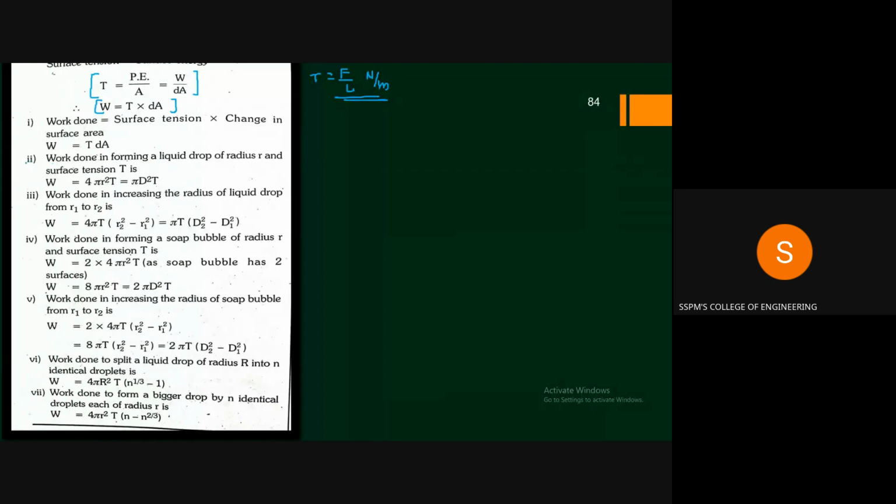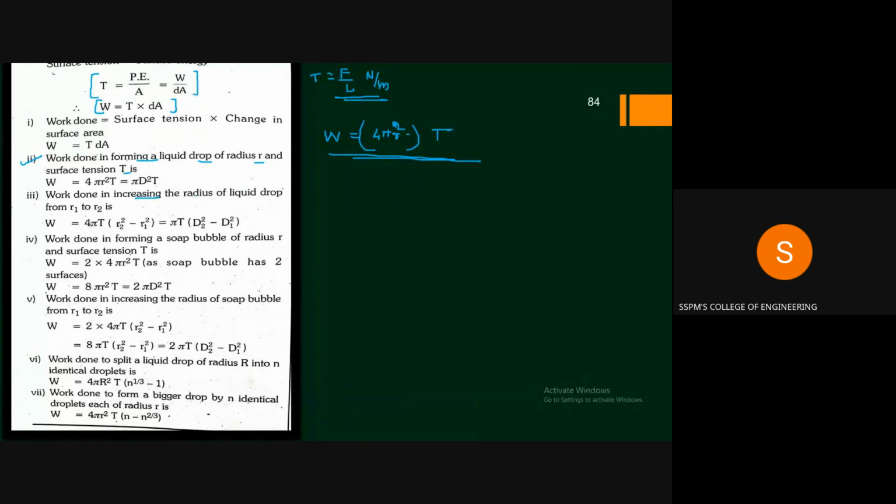Next formula is the work done in forming a liquid drop of radius r and surface tension T. When there is a liquid drop, the surface energy or the work done will be W is equal to area into the surface tension. The area of the liquid drop will always be 4 pi r square into the surface tension T. So this is the surface energy for the liquid drop.